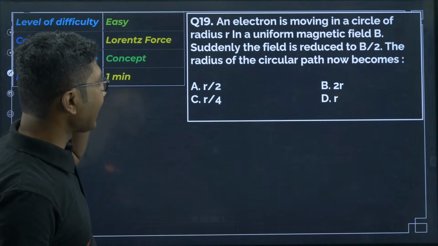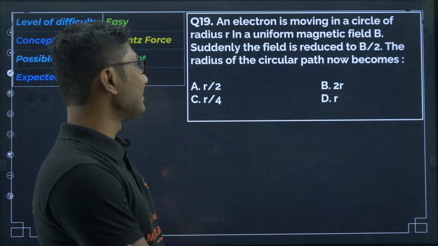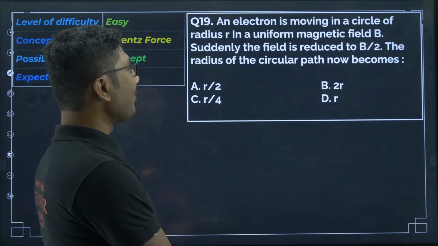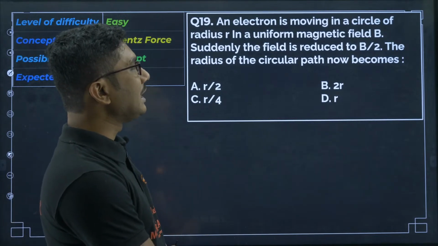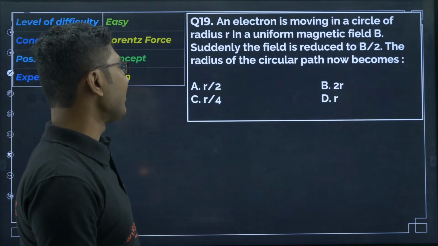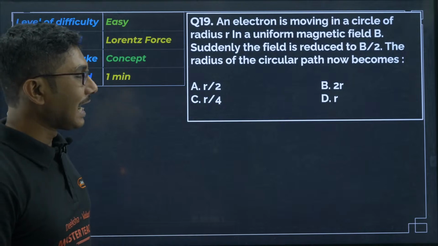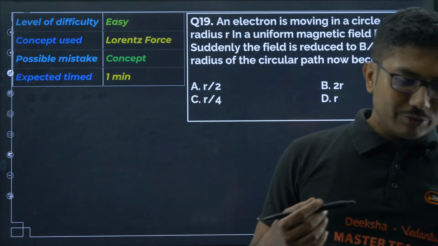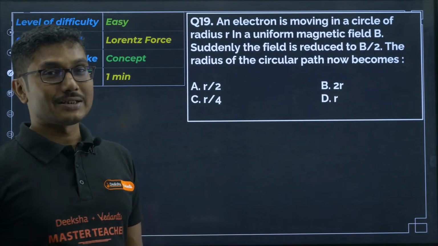Now question number 19, easy question. An electron is moving in a circle of radius r in a uniform magnetic field B. Suddenly the field is reduced to B by 2. The radius of the circular path now becomes r by 2, 2r, r by 4, or r. So you understood, Dan Cooper, why your answer was wrong, right? Now try to answer this question.